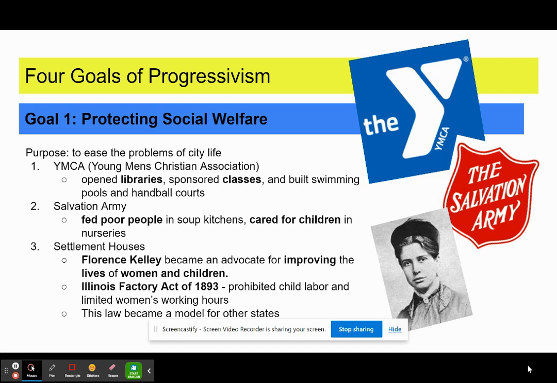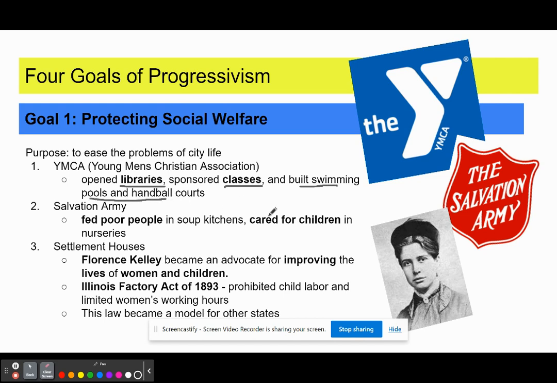The YMCA stands for the Young Men's Christian Association, and again, building on that idea of the social gospel, that you would get salvation by helping people less fortunate than you. This is a Christian organization. So what they did was they opened libraries. And again, I will give you some pointers here. You can just write down what's in bold: libraries. They sponsored classes, and you can add things like they built recreation or pools and handball courts.